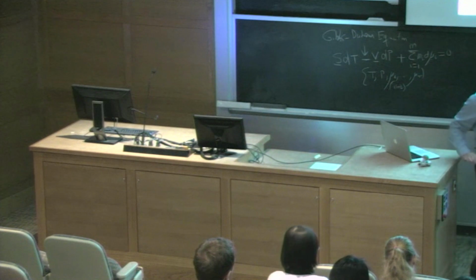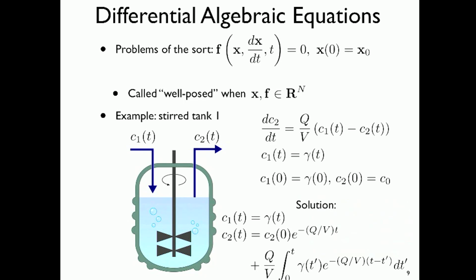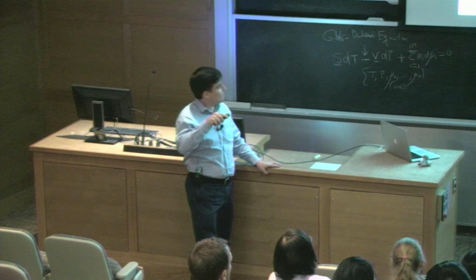But now we want to move on to a different sort of problem, and it's one that we come across in engineering all the time. These problems are called differential algebraic equations, and they're problems of the sort: a function of some state variables and the derivatives of those state variables and time is equal to 0. And there's some initial condition. The state variables at time 0 is equal to some x naught. Okay?